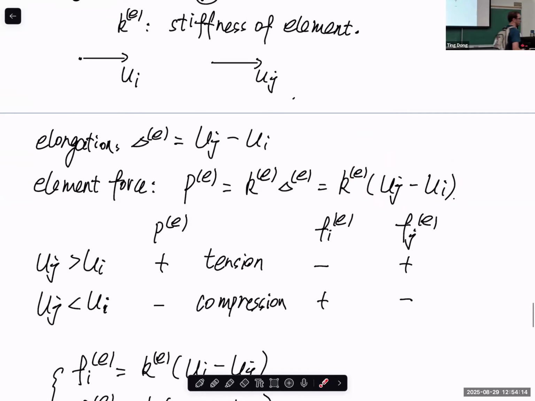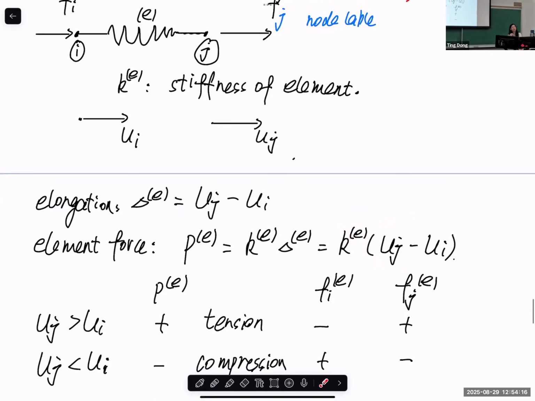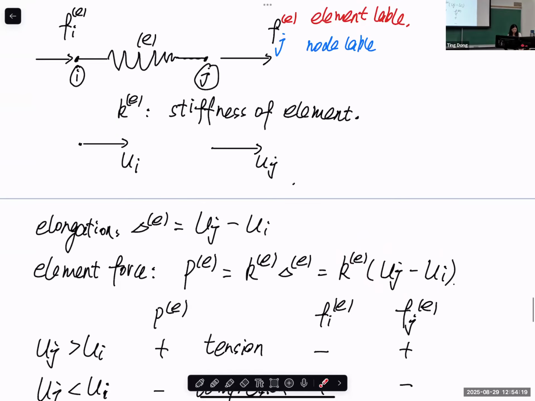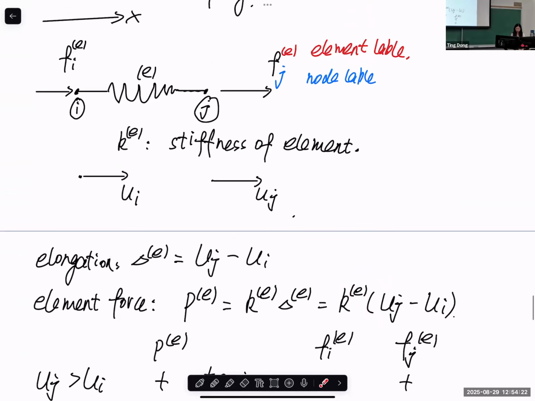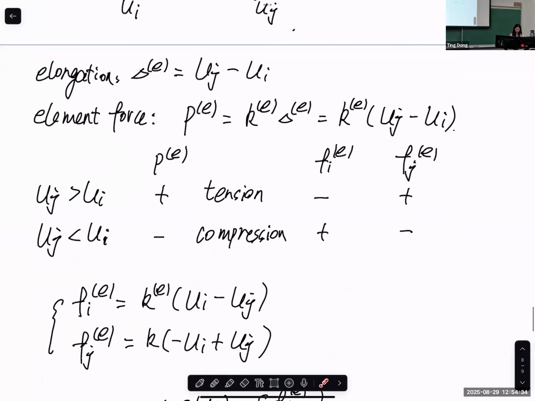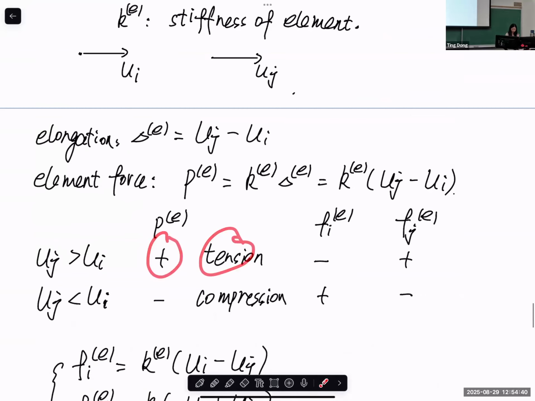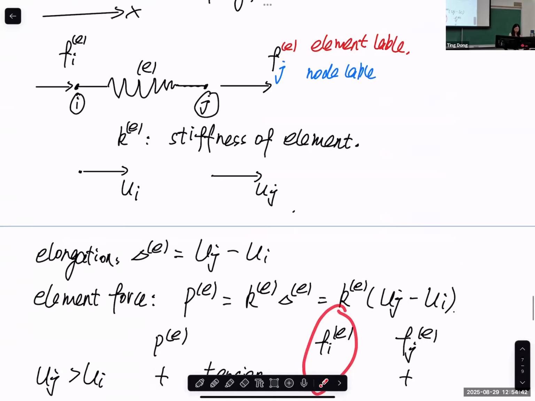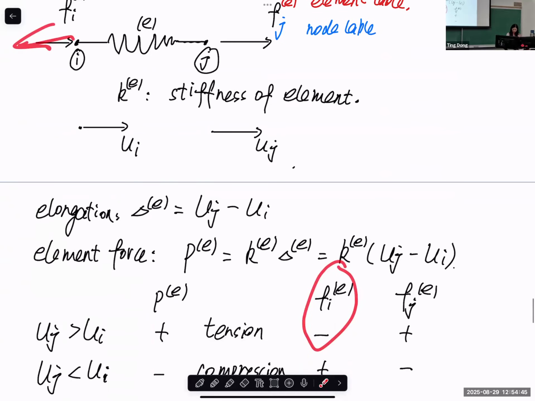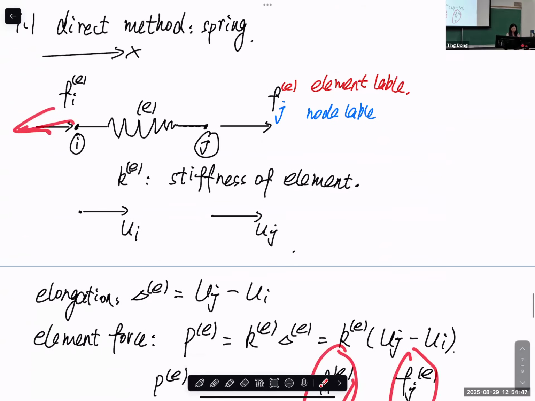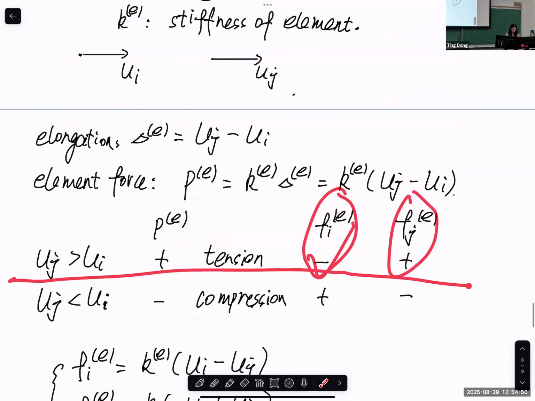Now, based on what you learned from statics, force equilibrium, we know that to generate tension, we need to apply forces in this way, and the applied forces should be equal to the internal force of the spring element. So Fi, for generating tension, we need to make sure that the force applied at node I is in the negative x direction. That's why there's a negative sign here. And the force applied at node J is in the positive x direction. This is how we generate tension.